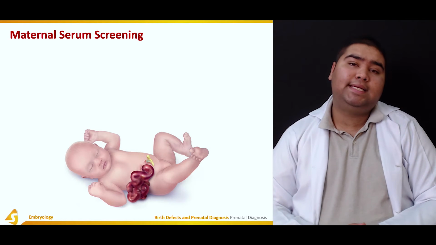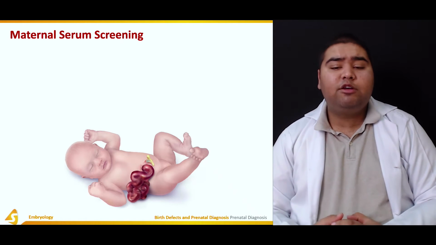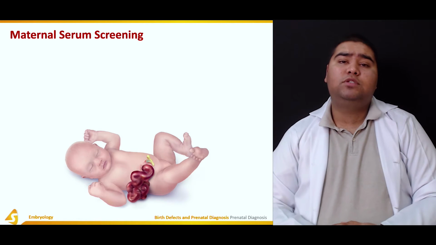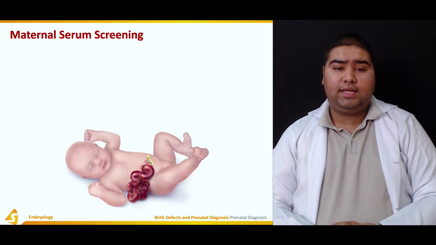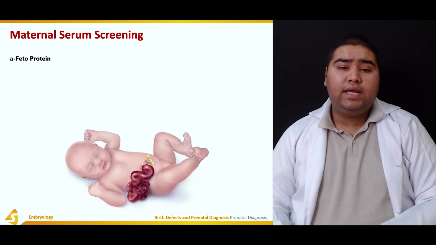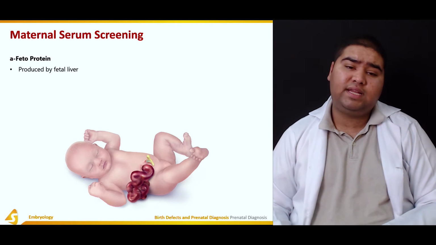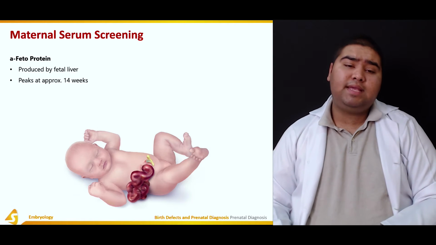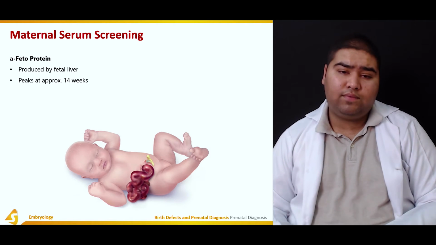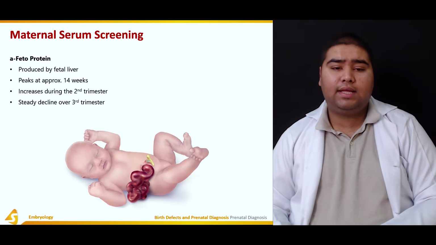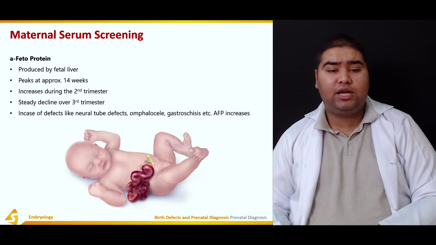So now, maternal serum screening. There are various markers in the maternal serum that can be used to screen the pregnancy. The most important one is alpha fetoprotein. It is formed by the fetal liver. It peaks at approximately 14 weeks, increases during the second trimester, and declines steadily over the third trimester.